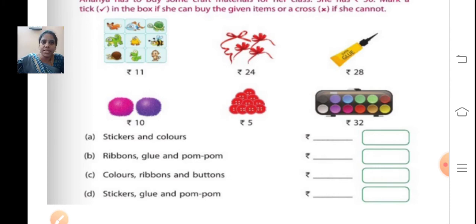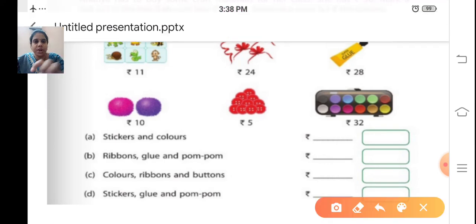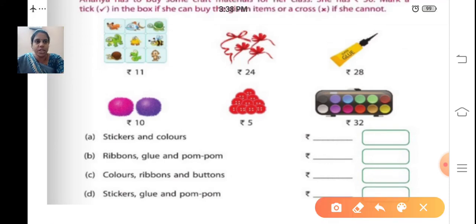Now next one is ribbons. Now she has to buy ribbon, glue and pom-pom. Just see how much is the cost of ribbon. Yes, ribbon costs around 24 rupees. Glue, how much is the glue? Just see, 28 rupees.